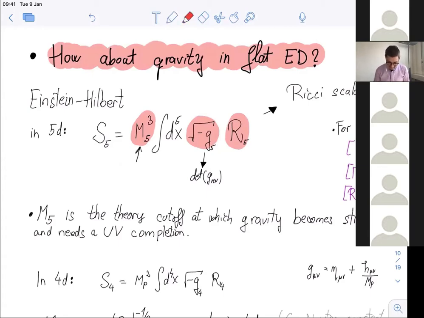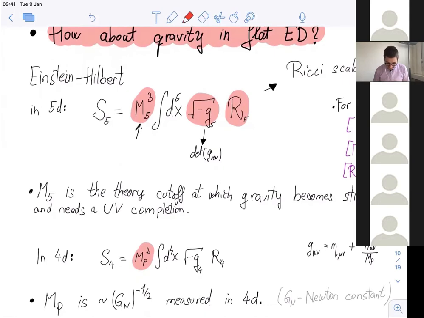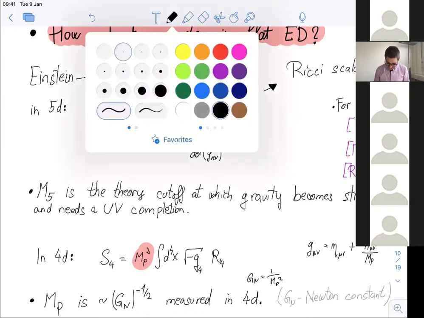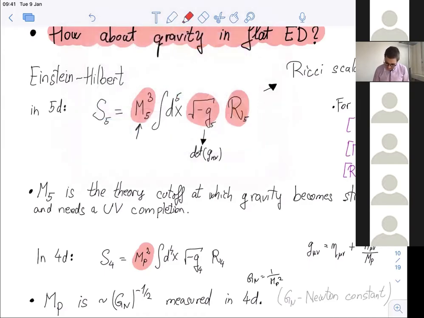In 4D, this is the Planck scale, and M Planck is simply what we get when we measure the Newton constant. So the Newton constant is simply 1 over M Planck squared. So it is just the measured strength of the gravitational force in 4D. Is this coefficient M Planck in the 4-dimensional action? So here you should remember from GR that the dimension of the Ricci scalar is 2. Ricci scalar is related to the derivative of the connections, and this is the derivative of the metric, and the metric has no dimension.